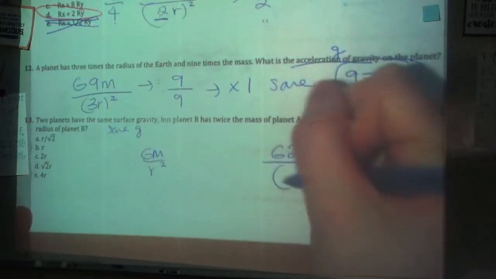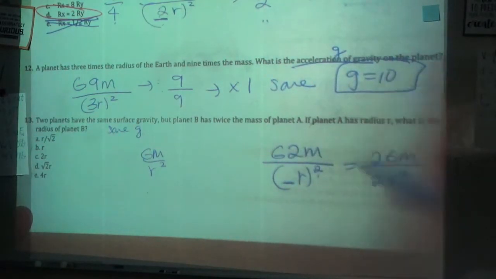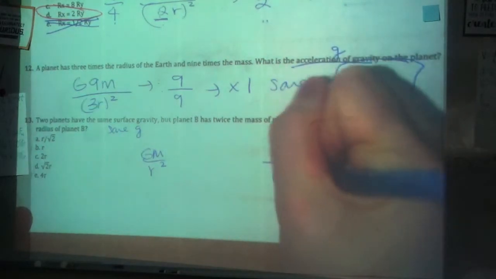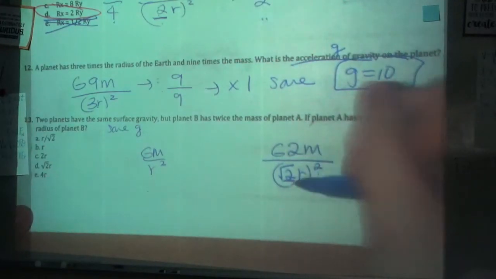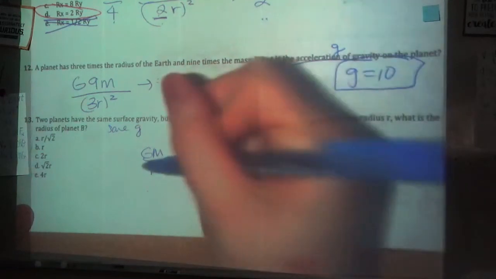Now we can't put a 2 here, because if we put a 2 here, that becomes 2 over 4, which is 1/2. So what you would put is square root of 2, because when you square that, see how that gives you a factor of 2? That would then cancel out and give me the same surface gravity as the other one.